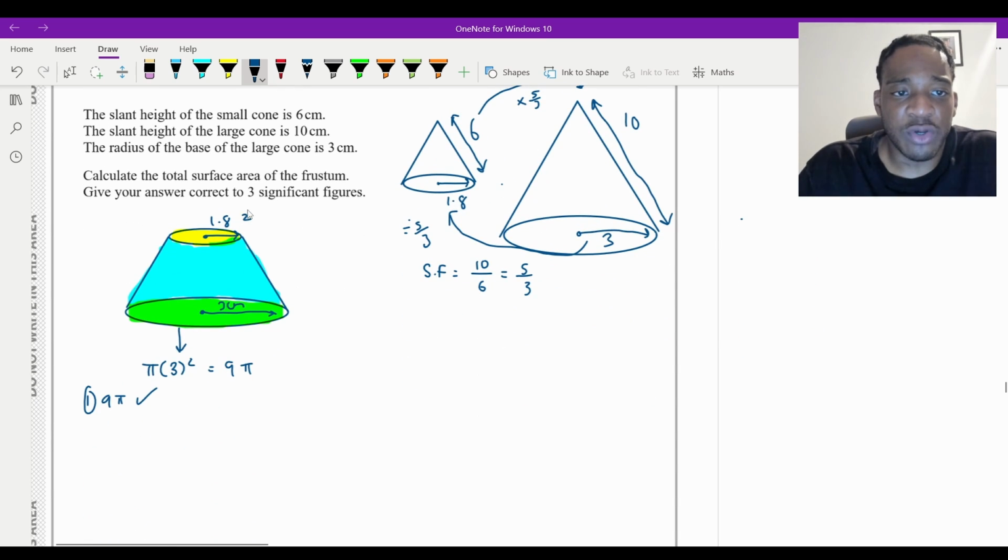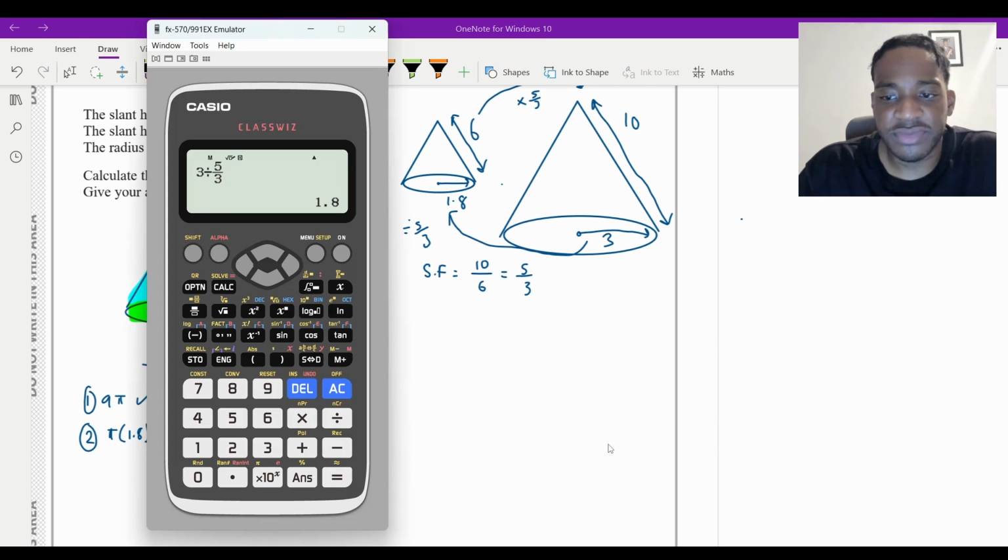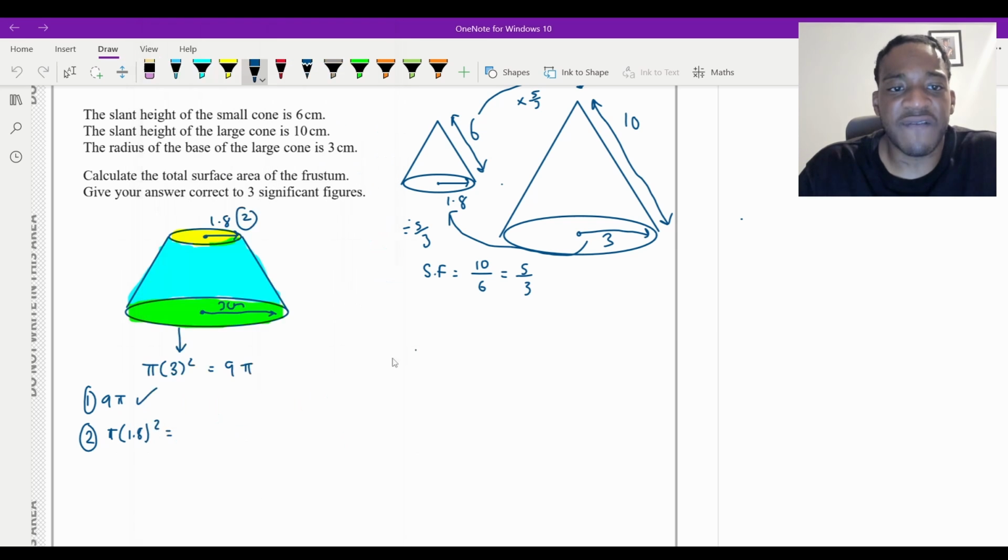So I'm just going to call this number 2. This here. So do number 2 here. And this is just going to be pi times 1.8 squared. And I'll put this into the calculator. And this will give me pi times 1.8 squared. This is equal to 81 over 25 pi. And I'm going to leave it in terms of pi just because it's easier to work with. 81 over 25 pi. So we've got two areas.